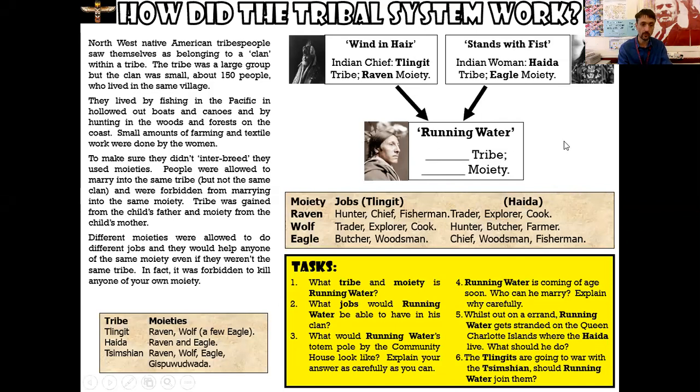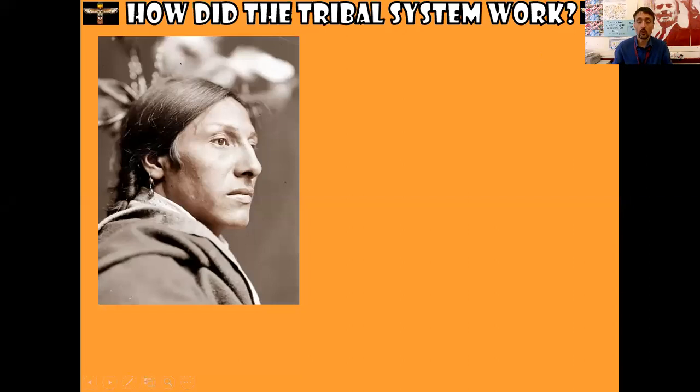I'm going to start with this first bit here. And the task is, what tribe or moiety is running water? Now, moiety is a bit more of a complicated term than it first appears. So bear with me. Oh, I've hit the wrong button. Bear with me. So what we've got at the beginning was the warp and the weft, the lineage, the tribe and clan.